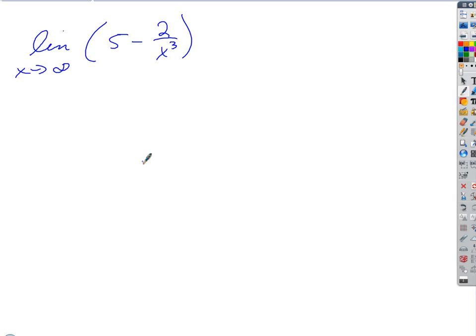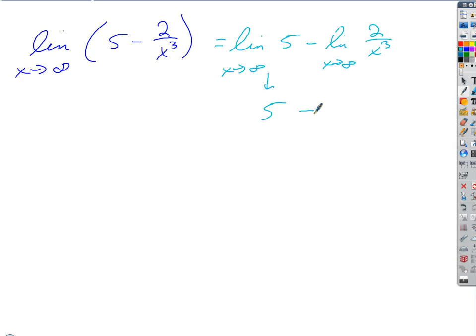We can use our properties of limits, which are probably a little rusty. We haven't done that in a while, but remember, we can take limits term by term. We can break limits up into separate limits of the terms, which makes it a little bit easier. So this looks like the limit of 5 as x approaches infinity minus the limit of 2 over x cubed as x approaches infinity. What's the limit of 5? 5. It doesn't change, right? It's a constant. So the answer would just be 5. Yeah, and then what's this limit here?